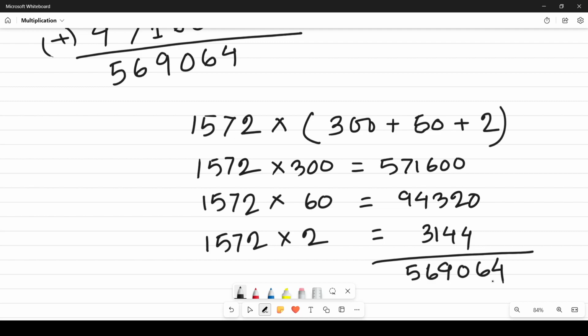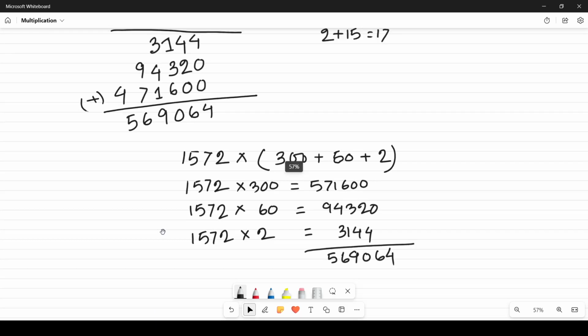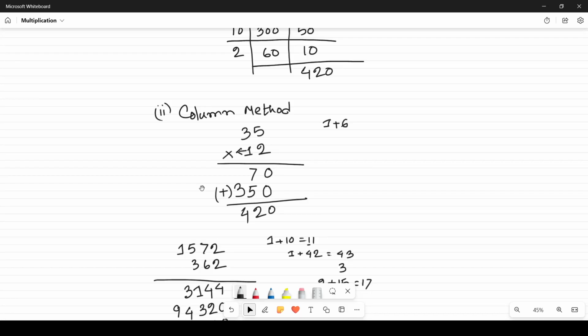That's why I said whatever we are doing in the split method, we are doing it from top to bottom, and in the column method it's just splitting the bottom value and then multiplying the top value with the individual parts of the bottom value and adding everything up, right? So these are the easy methods of doing multiplication without a calculator.